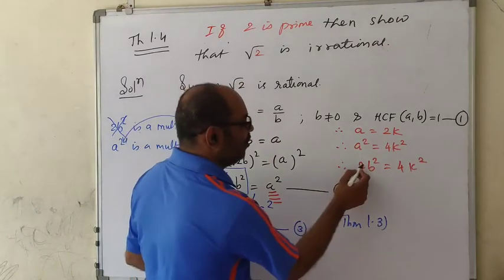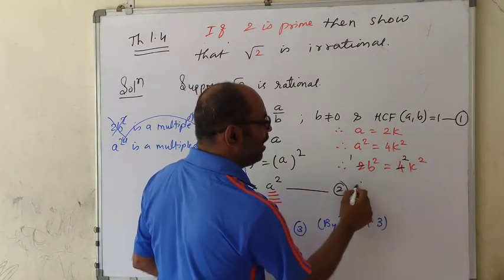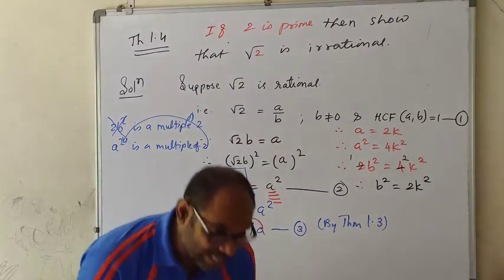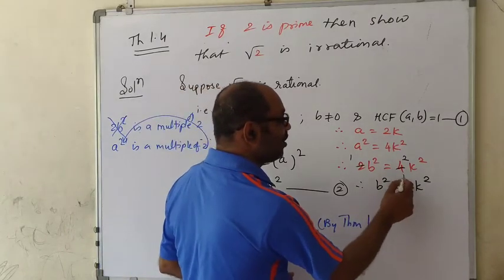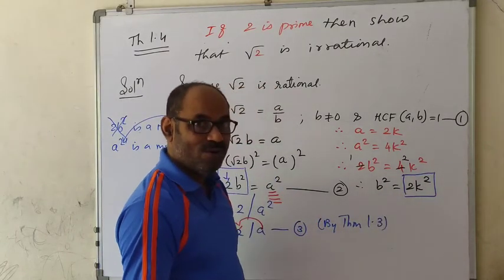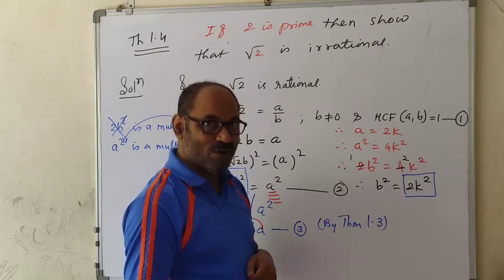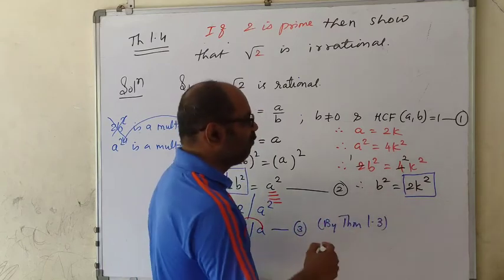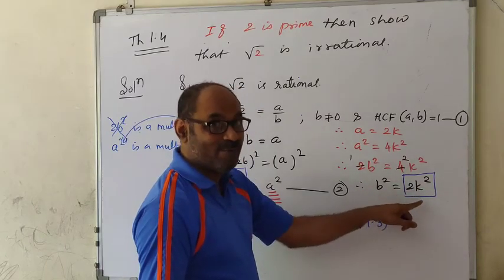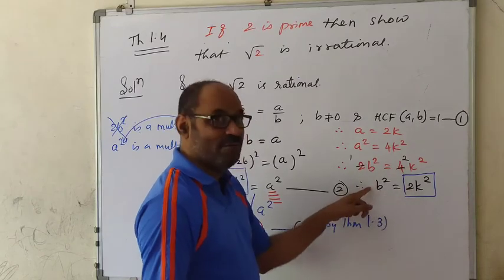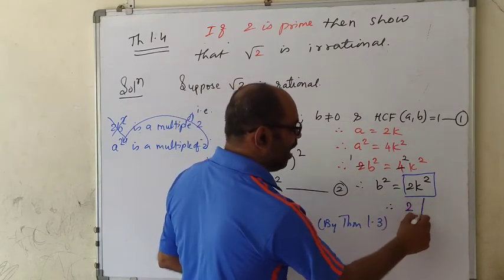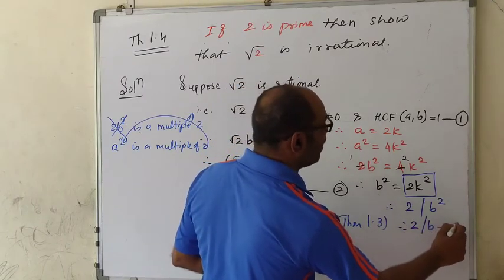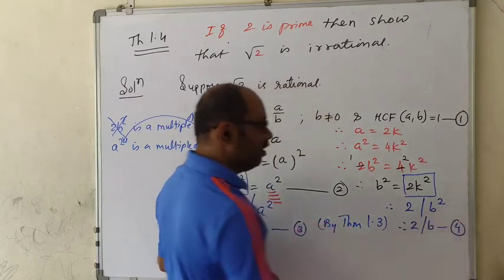Therefore, b square is equal to 2k square. Again, children, this is a multiple of 2. 2k square is a multiple of 2. But 2k square is equal to b square. So b square is a multiple of 2. That means 2 is a factor of b square. Therefore, 2 divides b square. Therefore, 2 divides b. Result number 4.